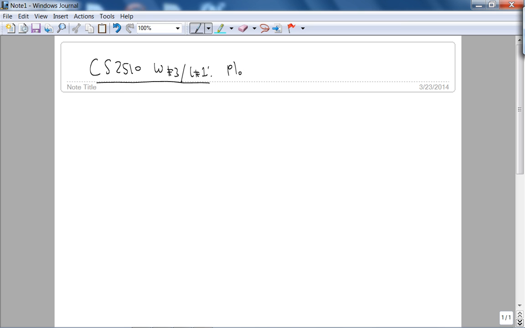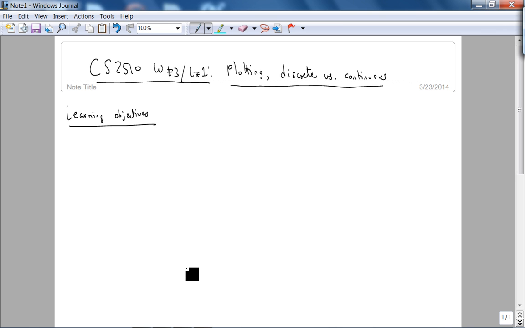So today we're going to talk about primarily plotting and also the idea of discrete versus continuous, in the sense that the computer is a quantized and sampled finite state machine. So there are some implications of the fact that we're simulating an analog waveform on a digital system. But first, let's look at the learning objectives.